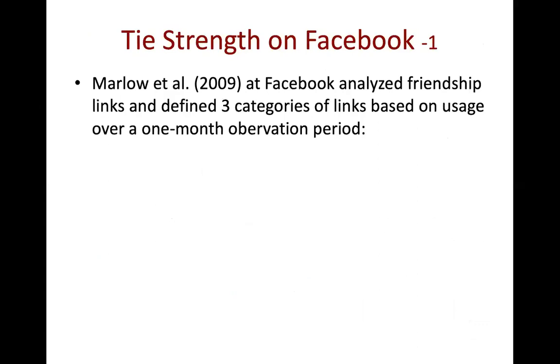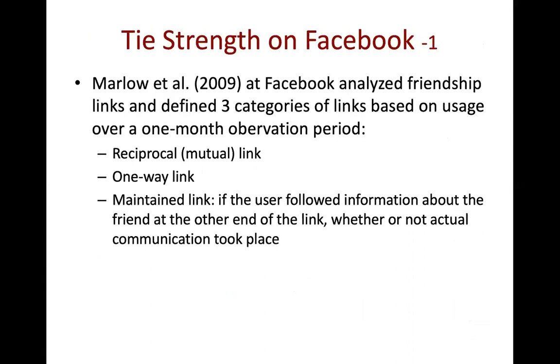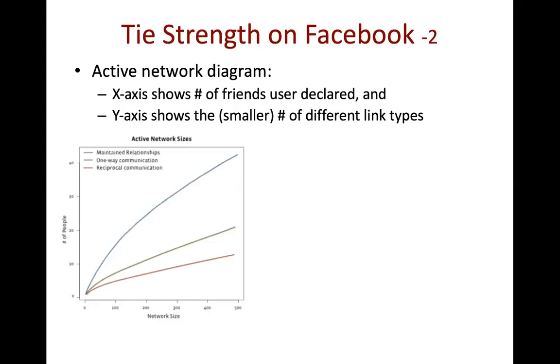Marlow in 2009 at Facebook analyzed friendship links, and they figured out three categories of links, based on usage over one month of the observed period. There are so-called reciprocal mutual links, one-way links, and also maintained links. With the last one, the user follows information about the friend at the end of the link, whether or not actual communication between them took place. So maybe it didn't take place, but the person was following, so it's a maintained link. The last two types are known as passive links, right? So a one-way link, one following another, or even something that didn't have any interaction happening.